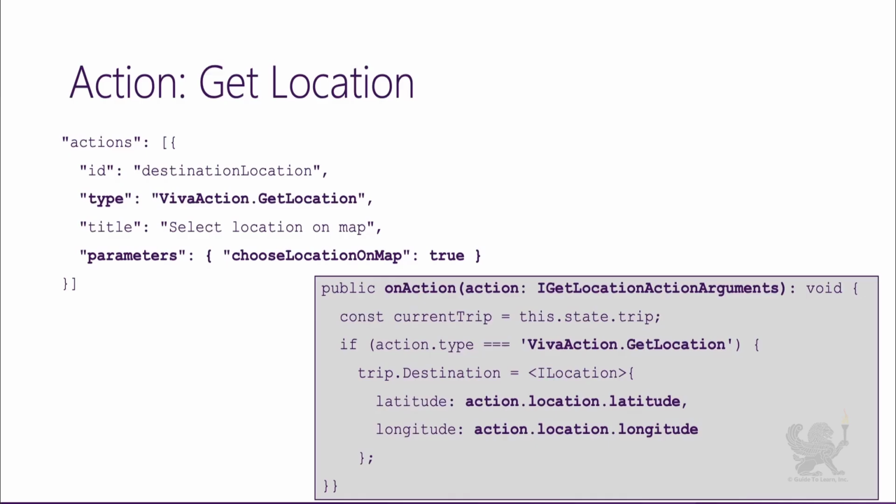So in this section, we saw some specific action capabilities that are supported by Viva Connections, how they work, and how we can use them for collecting media that's been selected, as well as showing or collecting a location on a map.